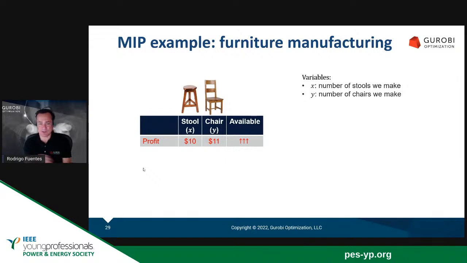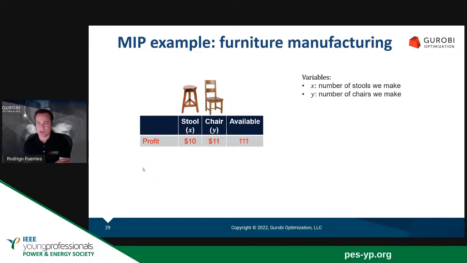On the left, you have a stool, a little bench. On the right, you have a chair, okay? And there, on that little chart, we have the money we expect to make on each of those. So if we sell one stool, one bench, we make $10. If we sell one chair, we make $11, okay?